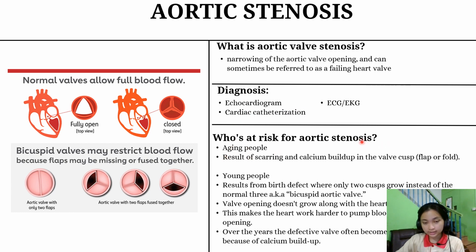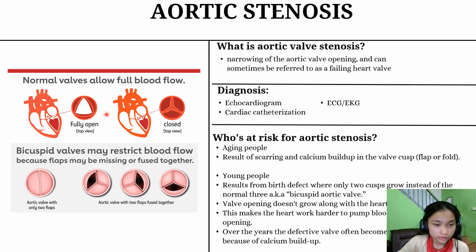For aortic stenosis, aging people are at risk for it. This is due to progressive changes in the valve over time. As people age, the valve can undergo calcification, leading to a narrowing of the valve opening. However, young people are at risk for it as well. This results from a birth defect where only two cusps grow instead of the normal three, aka bicuspid aortic valve. We can see that right here.